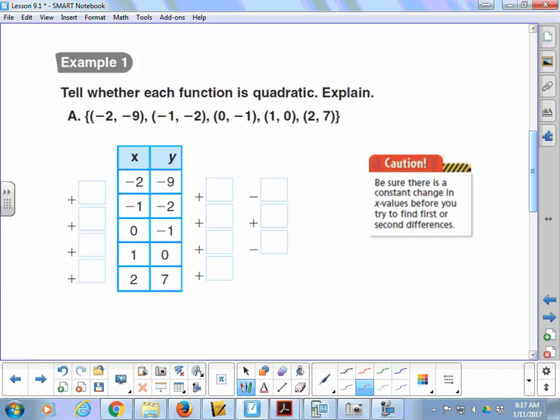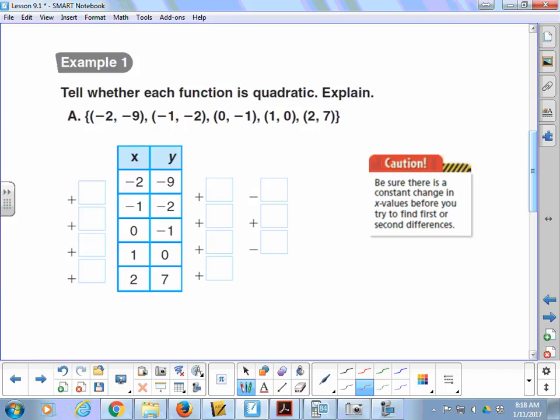Now the first thing we could do is graph them and see if they produce something that goes down and comes back up. But as I was telling you earlier, sometimes you can't quite tell because it might just show you half of the graph instead of the whole thing. Or maybe they come down in a straight line and go back up like an absolute value function. So by doing first and second differences, we can tell for sure whether it's a quadratic or not.